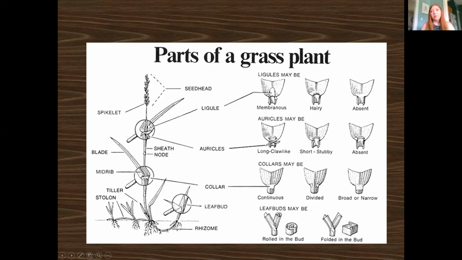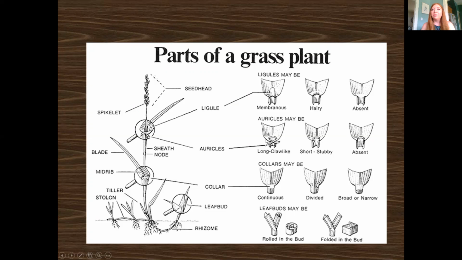So it can look a number of different ways. It can kind of look like a little membrane. It can be shaped differently. It can be a little bit hairy, or it can not be there at all. And your guide will tell you that. So if you're going through an ID key, it's really important to note these terms and look for them on your blade of grass.